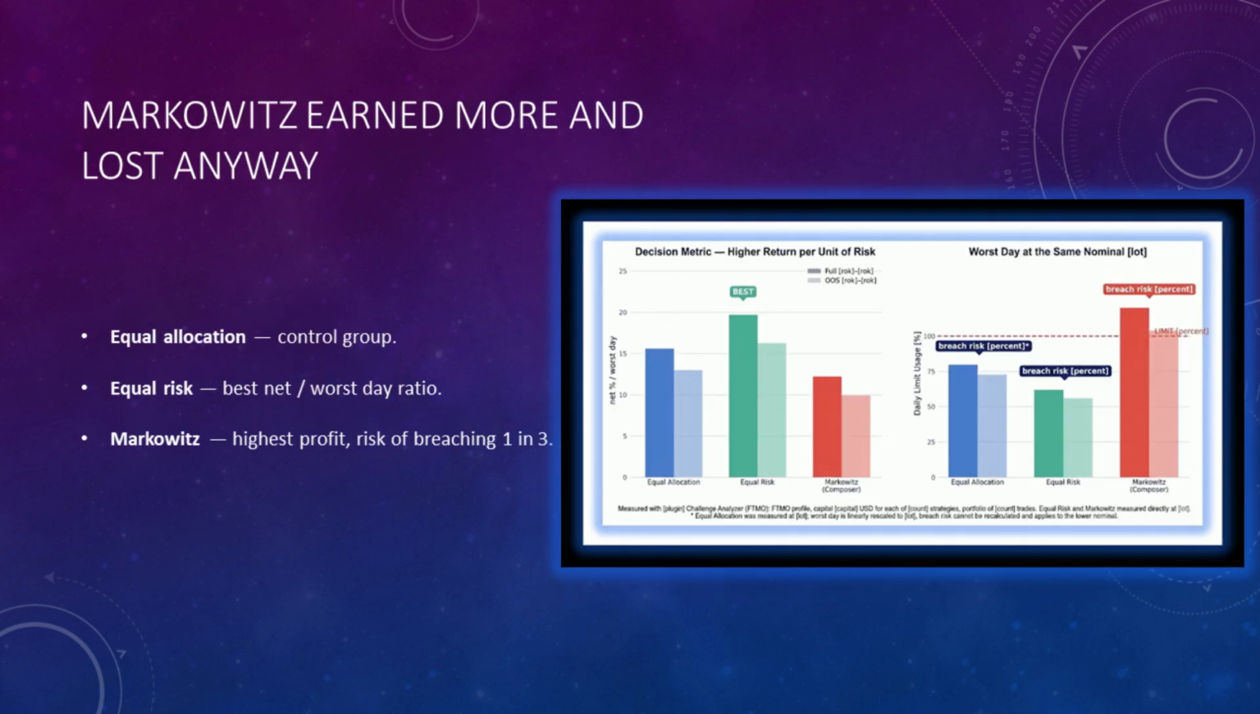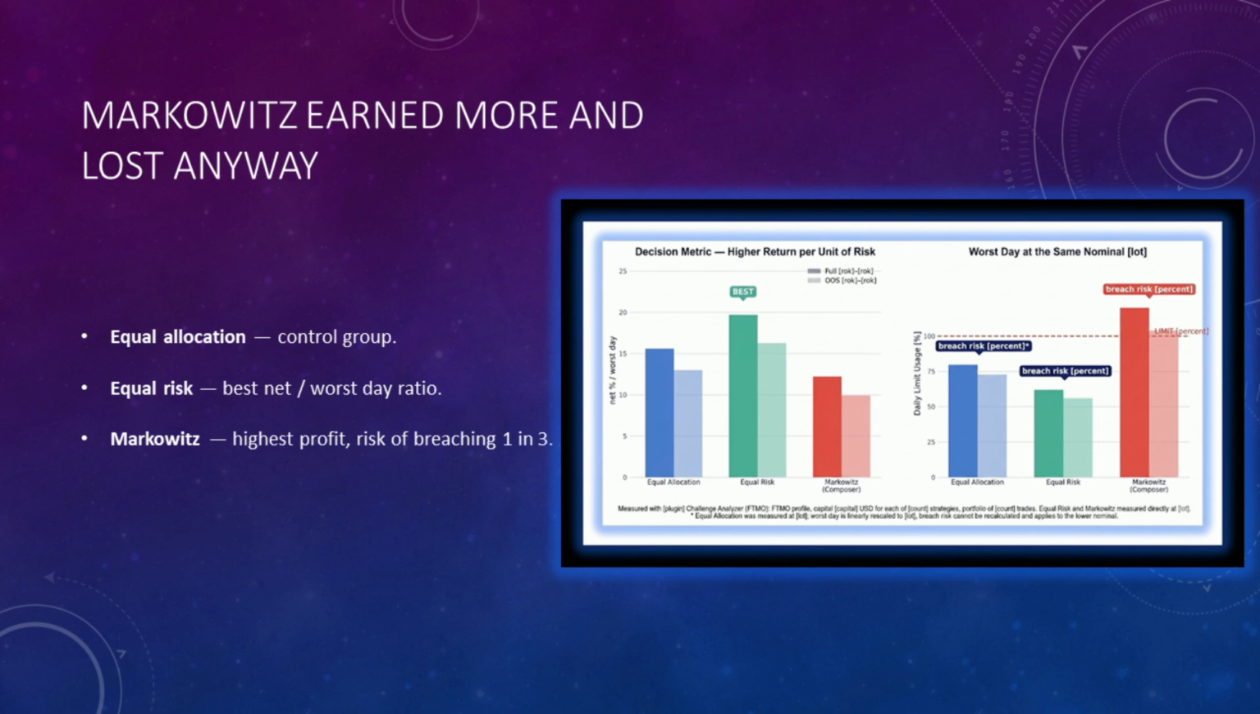I put 3 candidates head-to-head at exactly the same total notional: equal allocation as the control group, equal risk, and the weights from Portfolio Composer using Markowitz. Equal risk improved the decision metric by roughly a quarter over equal allocation, and consistently on both samples, including outside the data the strategies were built on.